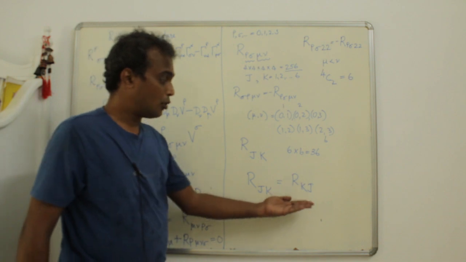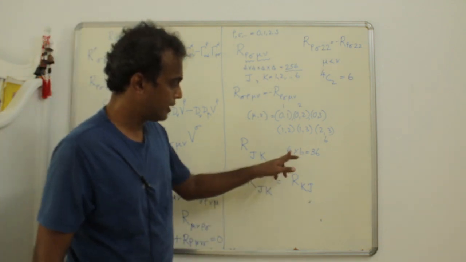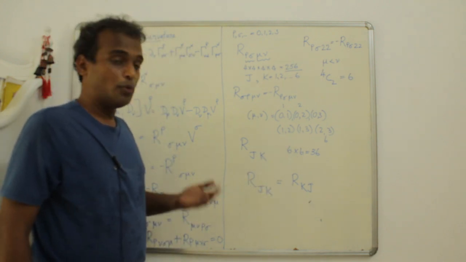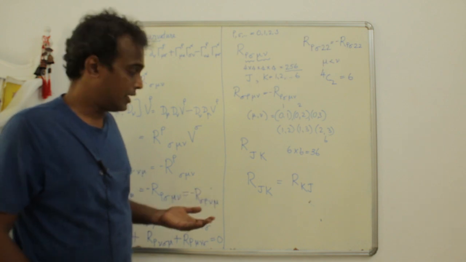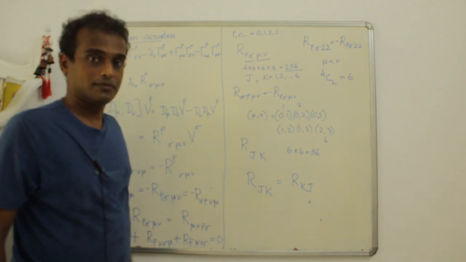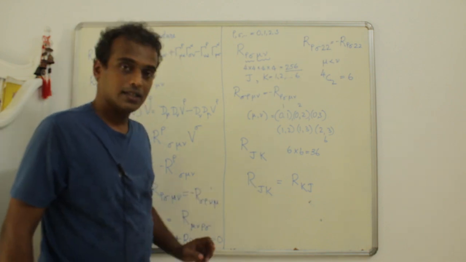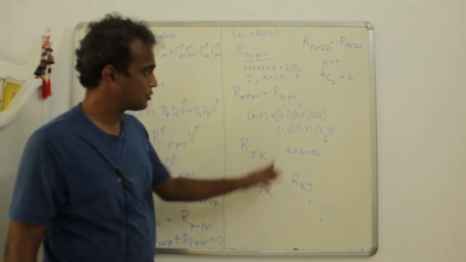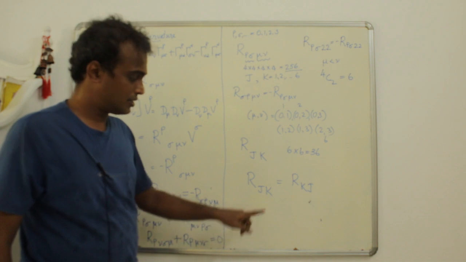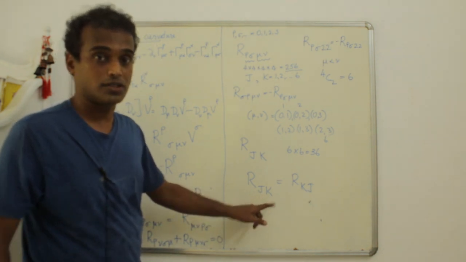The question is, how many such components can we have? Well, since j and k can take 6 different values, the question is now, how many independent components can a 6 cross 6 matrix have? This is so because when I write rjk, it's clear that since each of them take values from 1 to 6, this actually represents the jth row kth column component of a 6 cross 6 matrix.